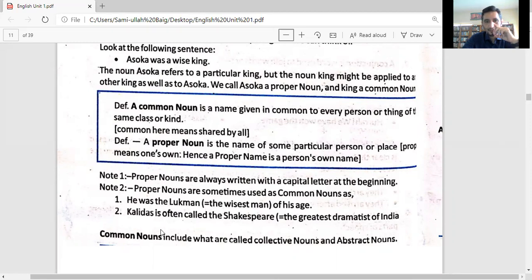Similarly, Shakespeare here. Kalidas, some writer, is often called the Shakespeare of India. So Shakespeare has become so popular that he's become the standard that now people, whenever they want to say someone is a great writer, they compare him with Shakespeare. So here, technically it's a proper noun, but it's been used as a common noun.